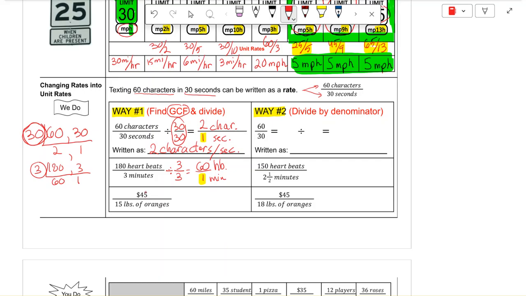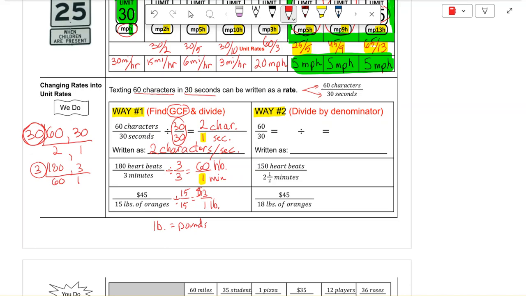And the last one, it's dollars for 15 pounds of oranges. So I go ahead and find your GCF for this one. 15 goes into both, so we'll put 15 over 15. And we'll go ahead and go 45 divided by 15 is 3. And 15 divided by 15 is 1. So it's $3 per 1 pound of oranges. That's an LB. That stands for pounds. LB means pounds.